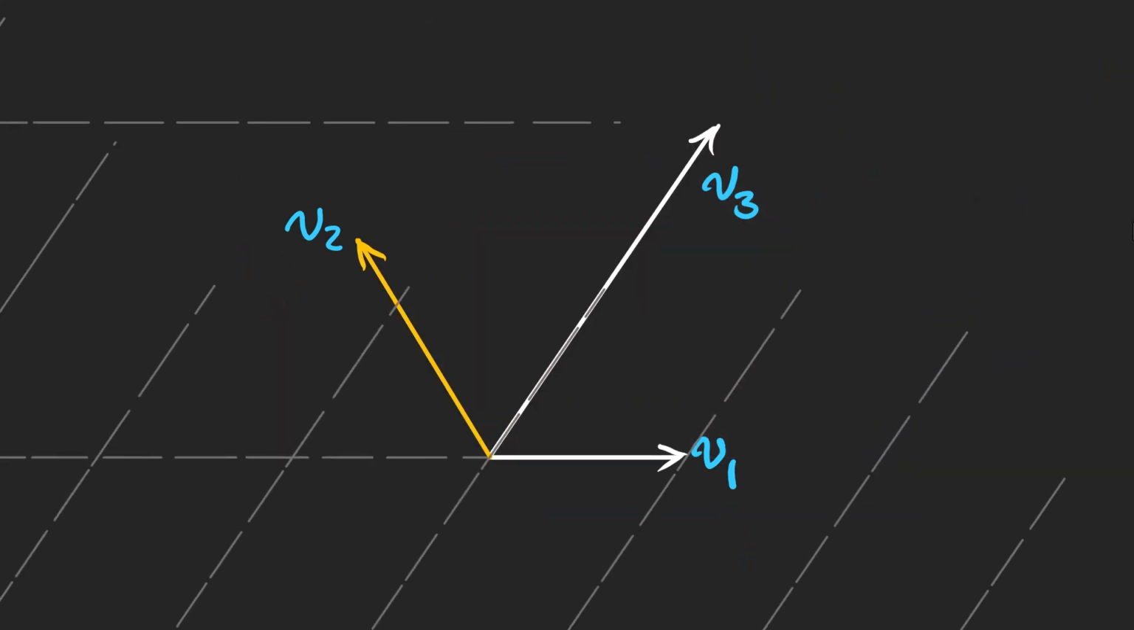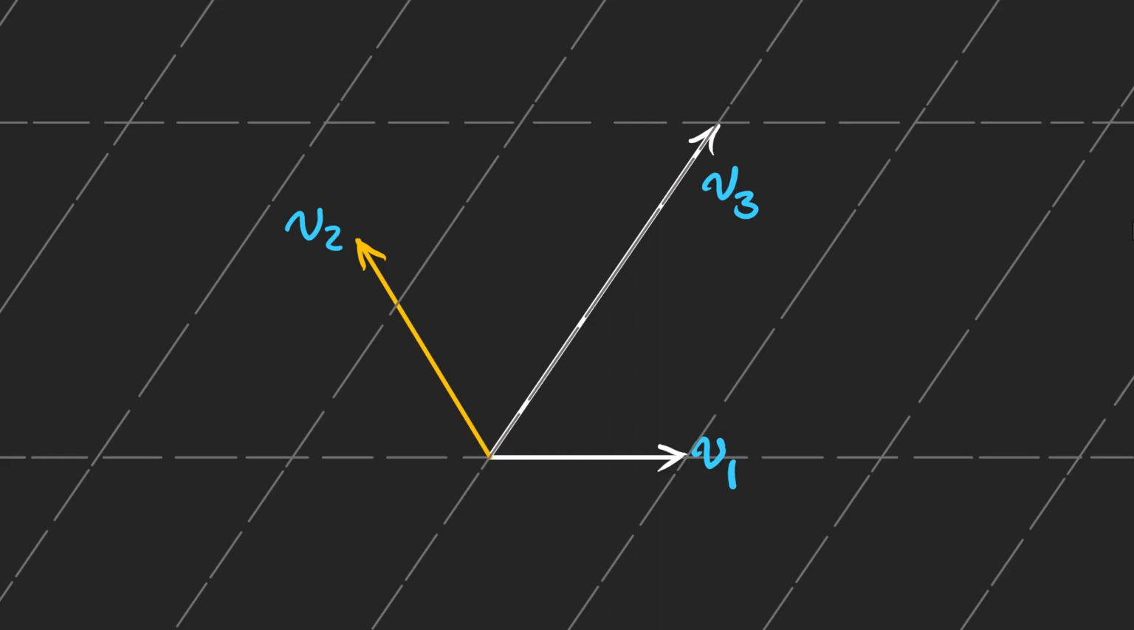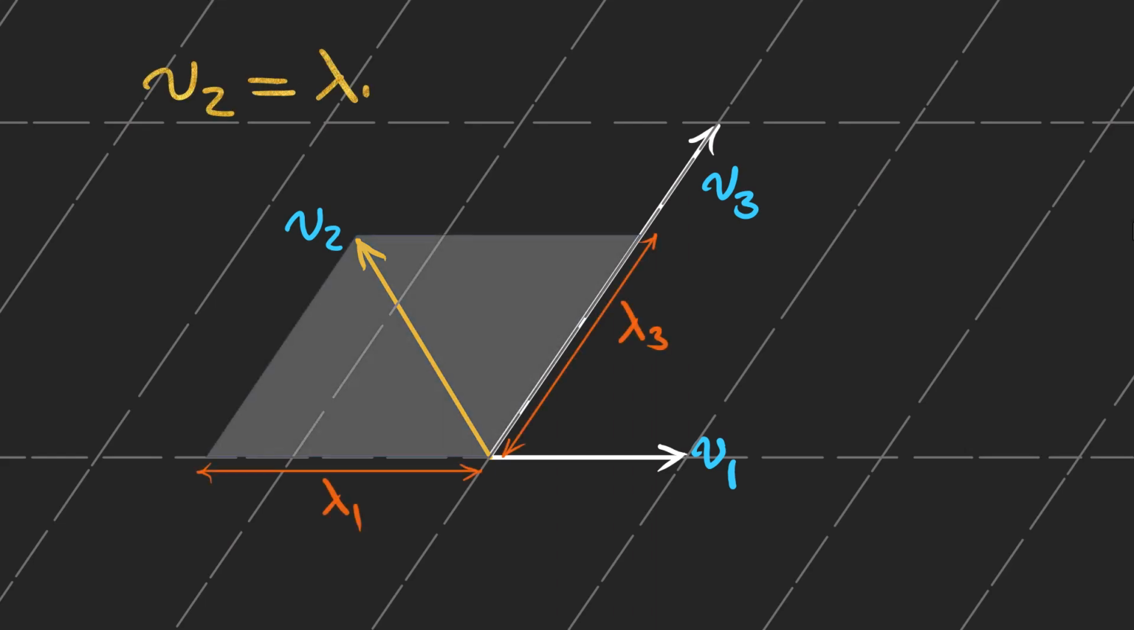Now you might ask, what if we change the grid lines based on the first and the third vectors? In this way, the second vector is dependent on the other two vectors. This time we need to scale v1 using a negative real number to get the component of v2 in v1's direction. So lambda1 is negative here and lambda3 is a positive real number.